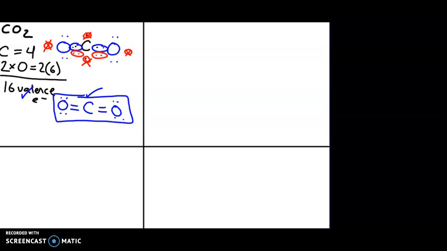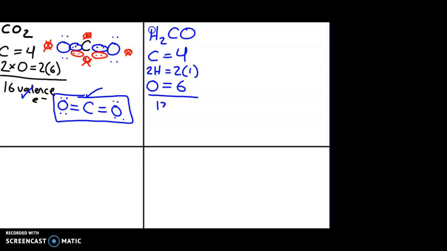So let's try one a little more complex. H2CO, this is formaldehyde. Same basic steps, going to go a little quicker. Carbon, we have 4 valence electrons. There are 2 hydrogens in this case, each of those is going to have 1. And then we have 1 oxygen, oxygen having 6. 4 plus 2 plus 6 is going to get you 12 valence electrons in total.